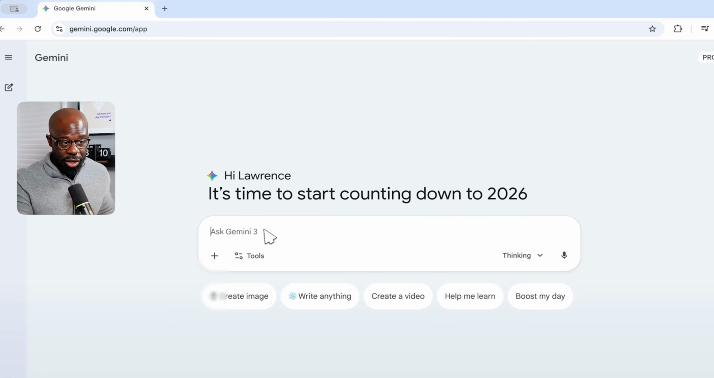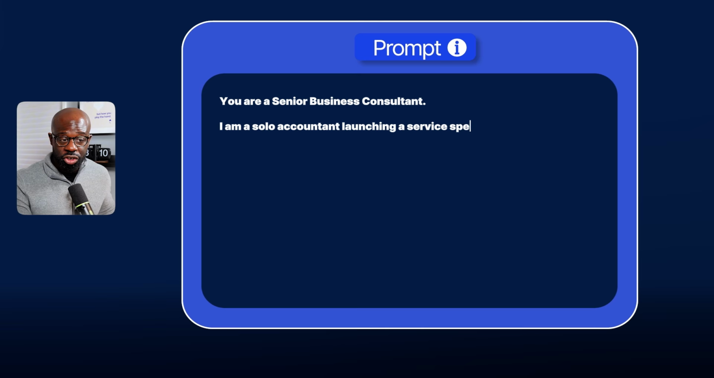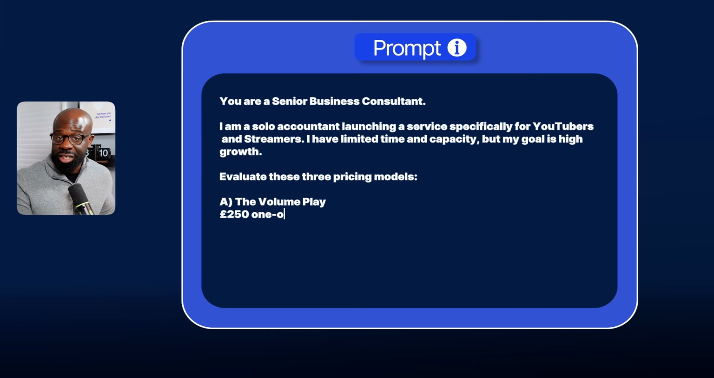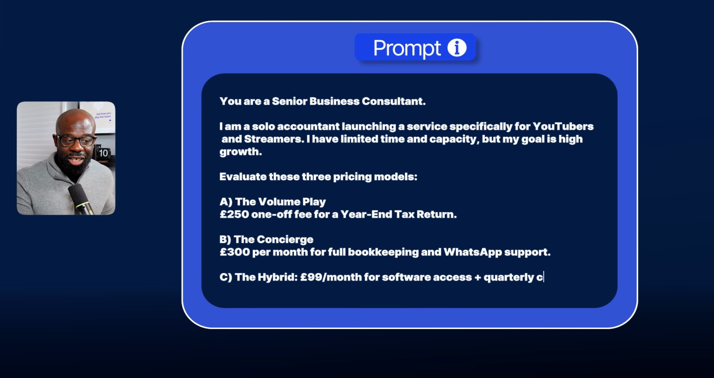I've got this prompt that I have created earlier. You are a senior business consultant. I am a solo accountant launching a service for YouTubers and streamers. I have limited time but want high growth. Evaluate 3 pricing models. A, the volume play, a £250 one-off fee for an end-of-year tax return. B, the concierge, £300 a month for full bookkeeping and WhatsApp support. And then C, the hybrid, £99 a month for software access and quarterly check-ins. So I've stipulated these three services that I'm potentially thinking of doing.